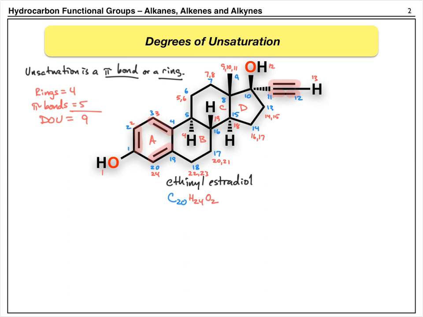So what we're going to learn on the next slide is that, given just the molecular formula, we can calculate what the degrees of unsaturation are. Initially we just did it through visual inspection by counting the rings and counting the pi bonds, adding those together, and we got 9. The next way we're going to do it is, given the molecular formula, we go through an algorithm and we'll actually calculate the number to be 9.